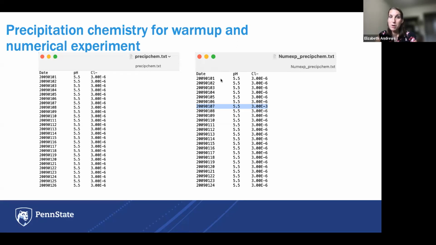And then our numerical experiment precip chem. On day 7, this is January 7th of 2009, we have increased the chloride by 3 orders of magnitude. So that's the experiment that we're running. How long does it take for that to move through the system?